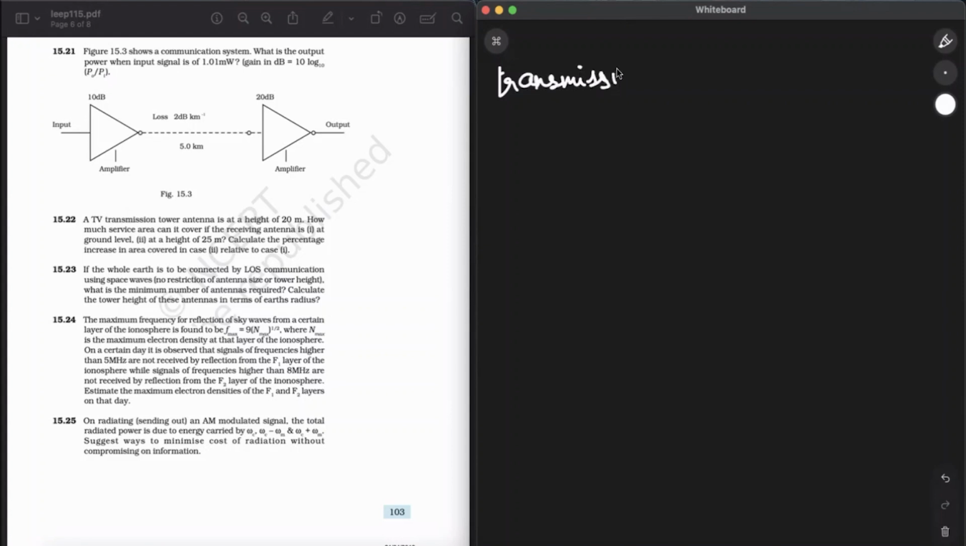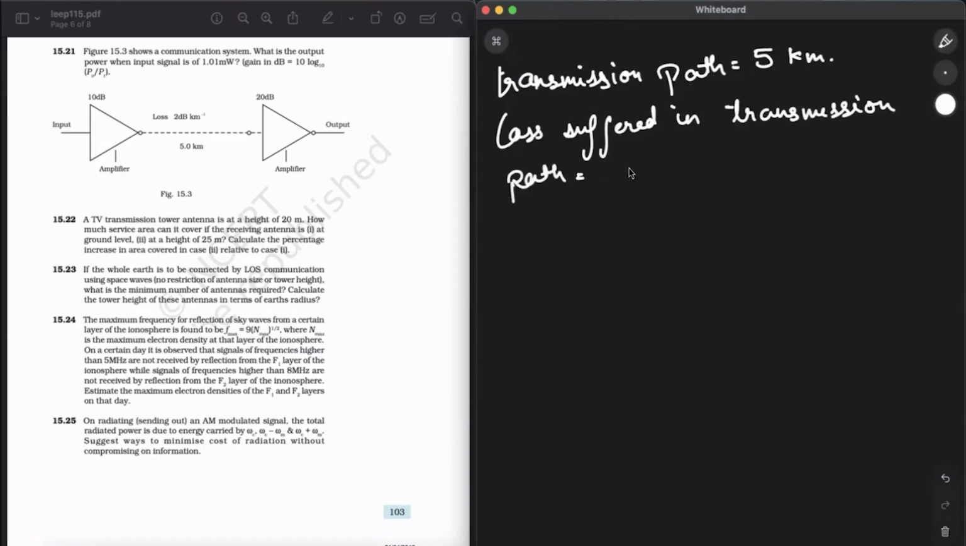Transmission. So first comes the transmission path, whose length is 5 kilometers. Right. Loss suffered in the transmission path: the loss suffered is equal to how much? -2 decibel per kilometer, right? So -2 decibel per kilometer, and the length is 5 kilometers. So the loss that has been suffered is -10 dB.